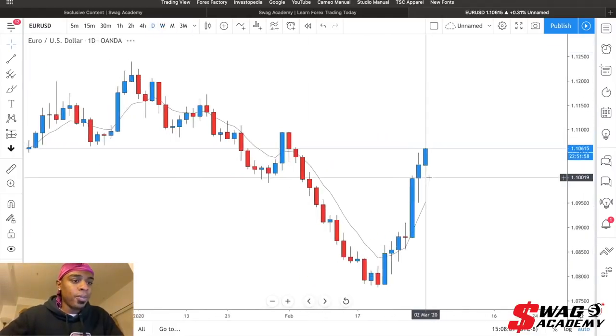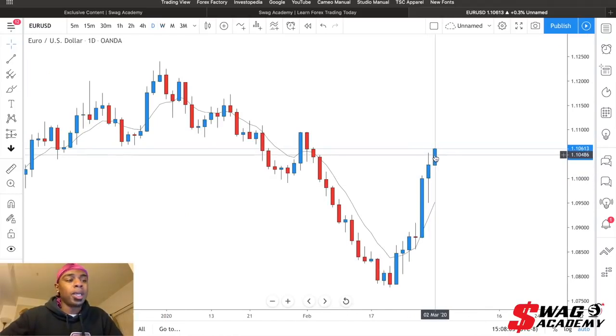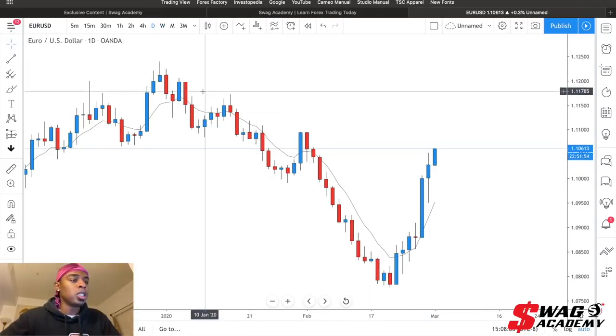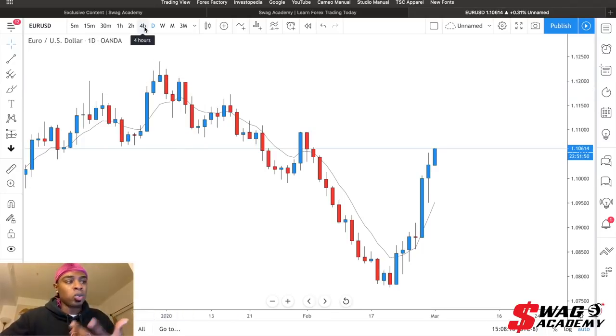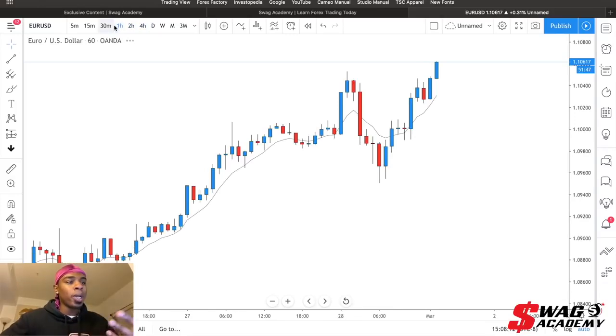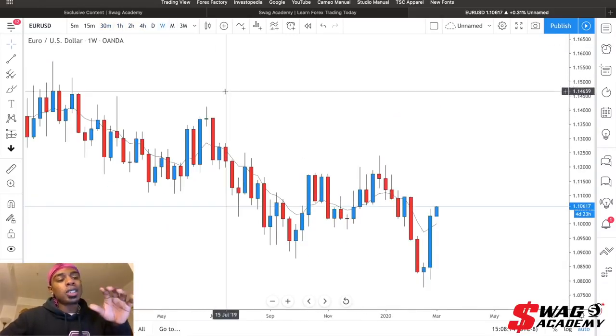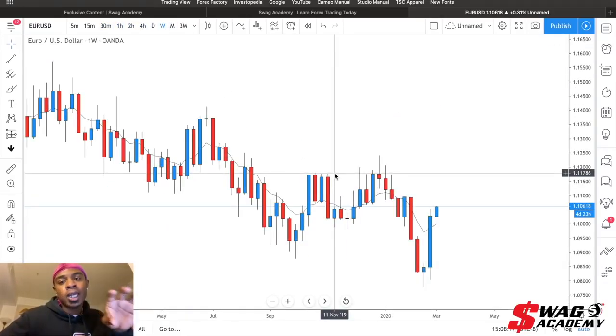If you go to a daily, each candlestick represents 1 day. And obviously 30 or 31 represents 1 month, depending on what month it is. 4 hour, 2 hour, 1 hour, 30 minute. And we have all these different time frames because they help us analyze the market.